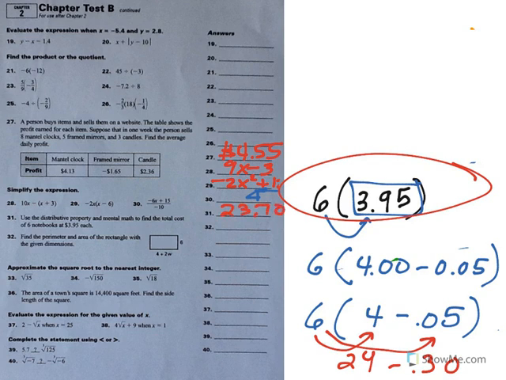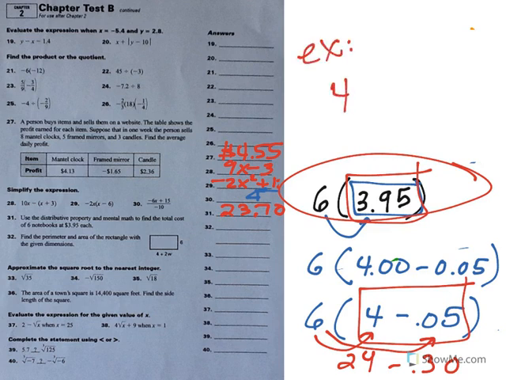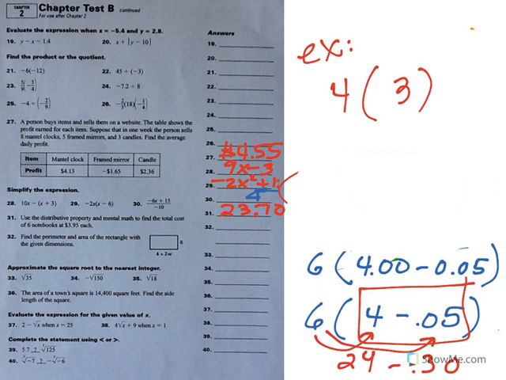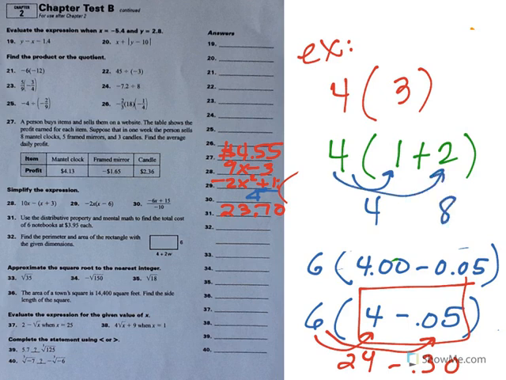But you can see that 3.95 could be written as this. Here's a made-up example. Instead of writing 4 times 3, let's be weird here, I could write 4 times 1 plus 2. And 4 times 1 is 4, and 4 times 2 is 8, and of course it's positive, and 4 plus 8 is 12. So, just a little bit weird.